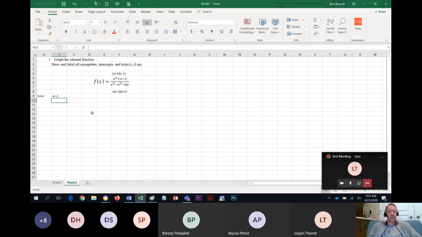So what else? We probably should keep going with our asymptotes. Let's figure out our asymptotes. Where do we have asymptotes? At 3 and 0. x equals 3. Yeah, let's make sure we say that. And x equals 0. Are there any others?